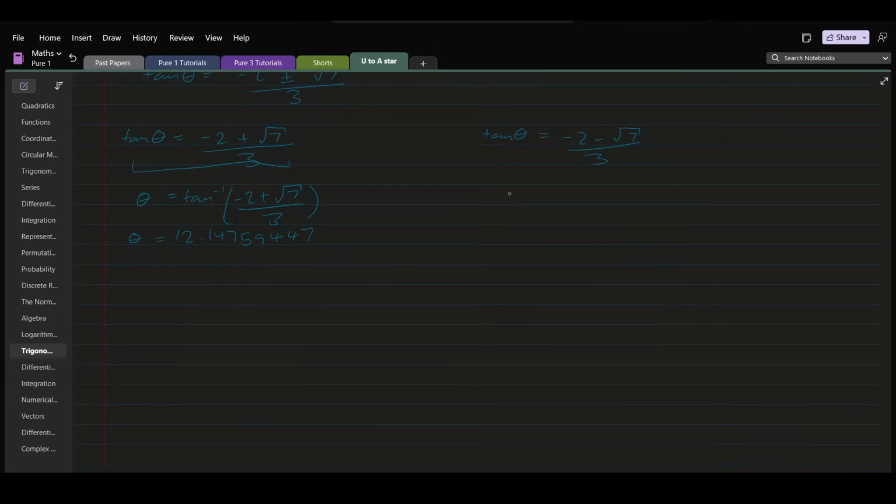Now let's solve the other equation. Theta is equal to arctan of (negative 2 minus root 7) over 3. If we punch that into the calculator, that is arctan of (negative 2 minus root 7) over 3, and that gives us negative 57.14759447. Now this is outside of our given interval.